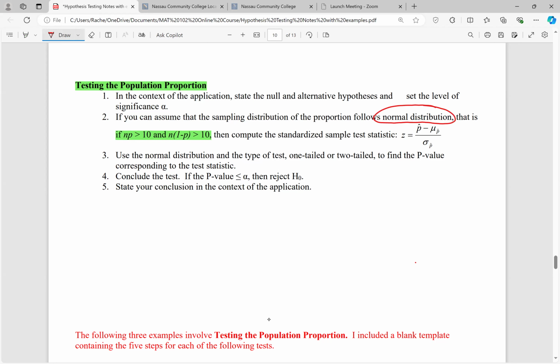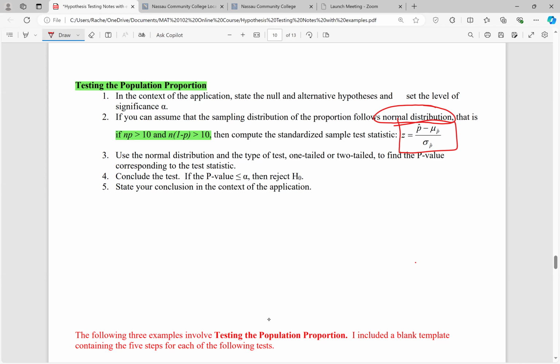And remember, when we're working with the normal distribution, when we want to see how far away our data value is from the mean, we calculate a z-score. So we'll be using normal z-scores when we test the population proportion. And our test statistic will be z, not t anymore.